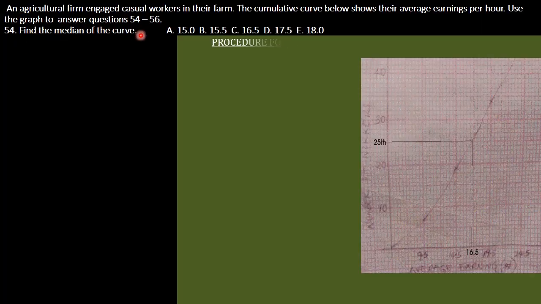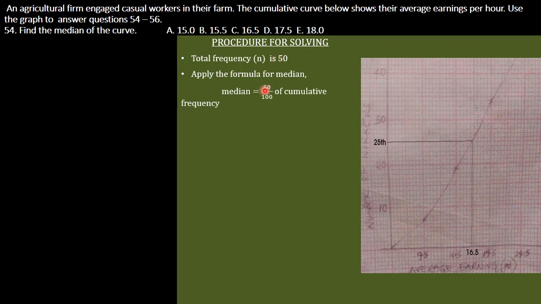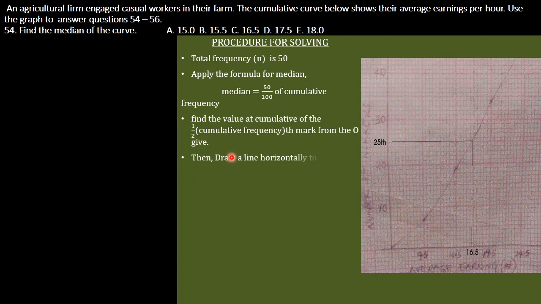Total frequency is 50. Apply the formula for median, where median is equal to 50 over 100 of cumulative frequency. Find the value of 1 over 2 of the cumulative frequency from the ogive. Then draw a line horizontally to cut the curve, then trace vertically down to the class axis to get the median. Let's check the solution.